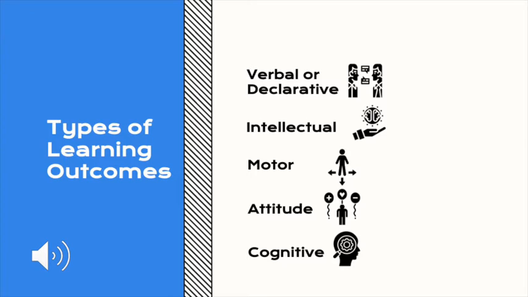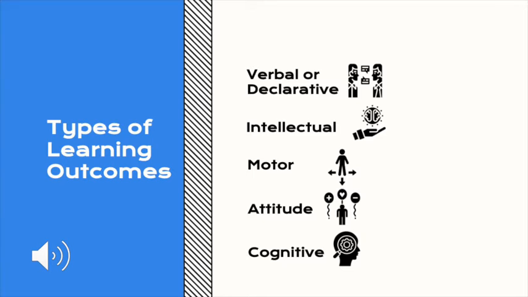Gagne identified 5 types of learning outcomes: verbal, intellectual, motor, attitude, cognitive. Verbal is factual or declarative knowledge. For example, recall the U.S. state capitals. Intellectual involves procedural knowledge. For example, solve a word problem. Motor involves physical performance. For example, how to change a tire, changing a tire.